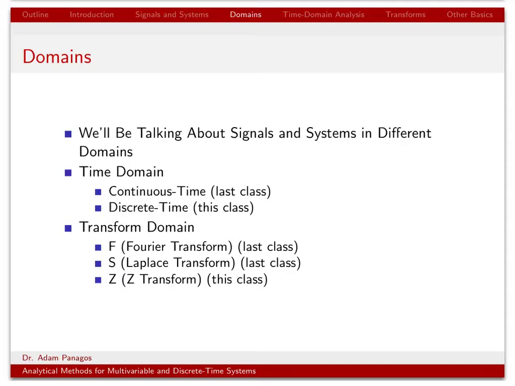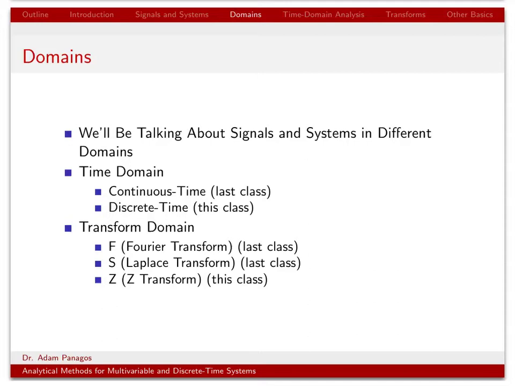We'll also spend a lot of time talking about signals and systems in transform domains. So instead of talking about them in the time domain, we'll transform them into some other representation. This representation can give us insight into other characteristics of the signal or system, which is very useful. For instance, when looking at signals or systems in the frequency domain, knowing the frequency content of the signal is a very useful thing to know about it.